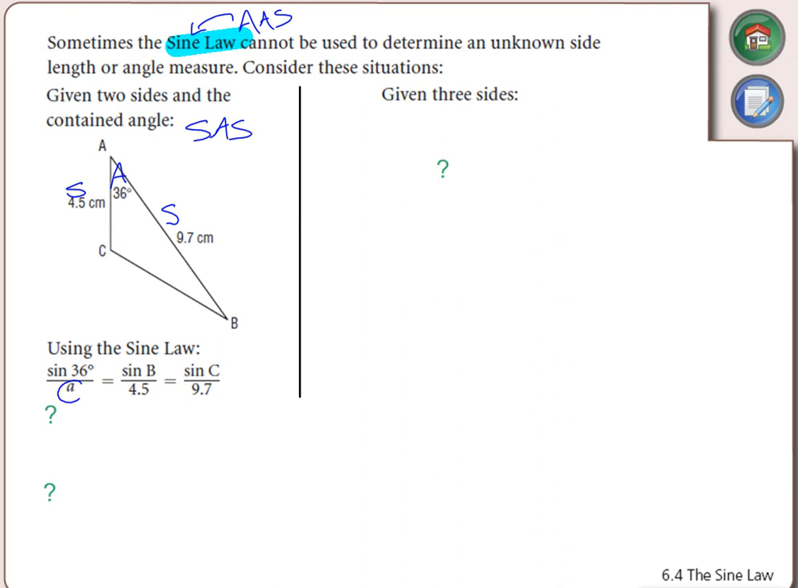We're missing one thing from each of these. We don't have a full fraction. We can't use sine law.